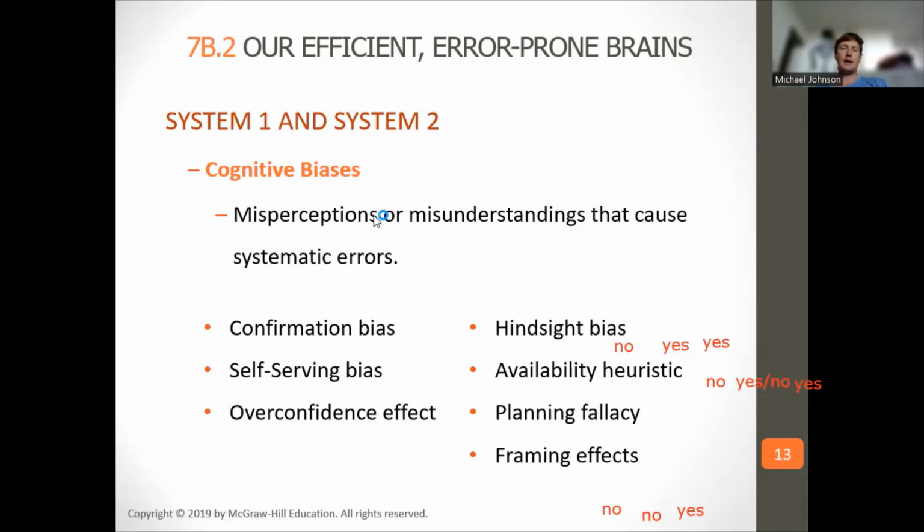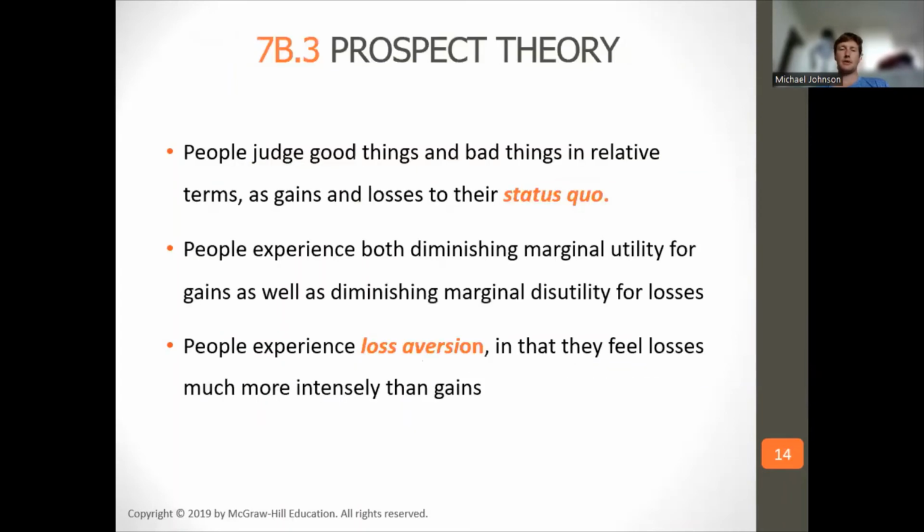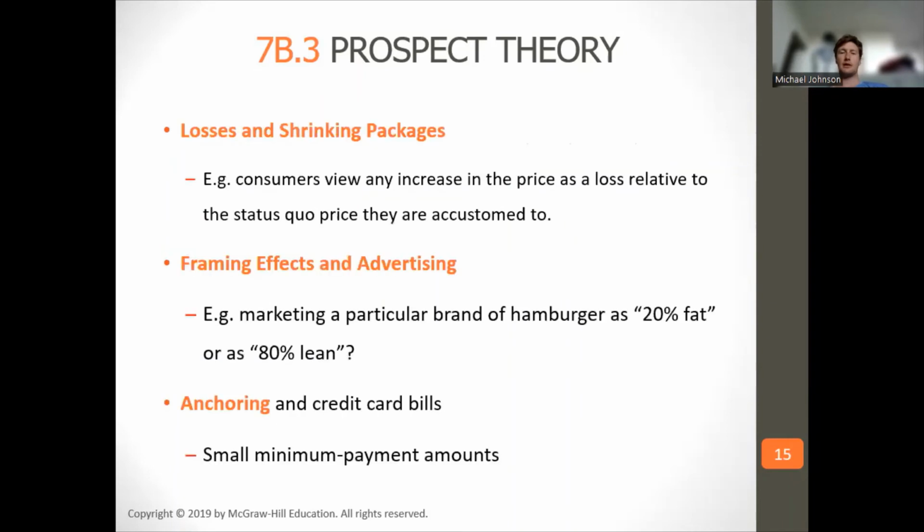So then cognitive biases are things that happen a lot. Confirmation bias, self-serving bias, overconfidence effect, hindsight bias, availability heuristic, planning fallacy, and framing effects. People judge good things and bad things in relative terms as gains, losses, and status quo. And people experience both diminishing marginal utility for gains as well as diminishing marginal disutility for losses. People experience loss aversion in that they feel losses much more intensely than gains.